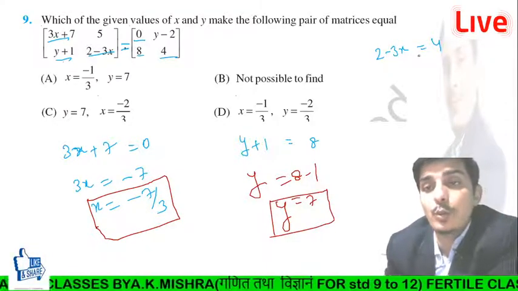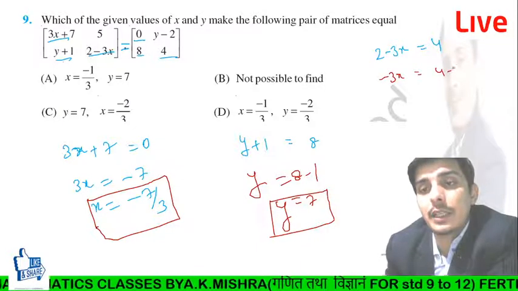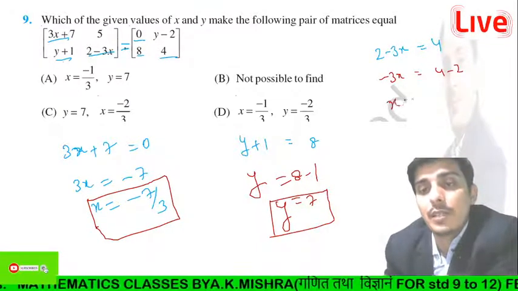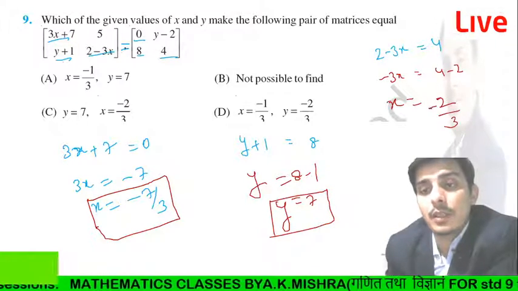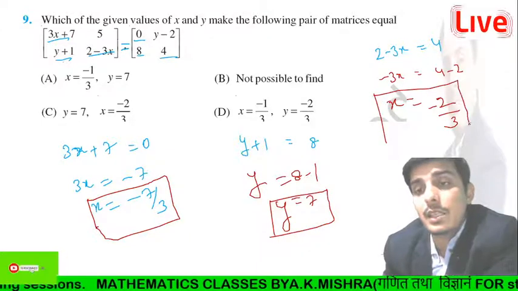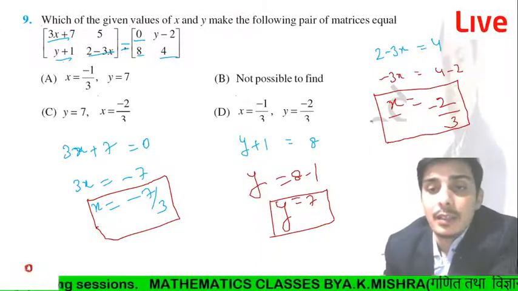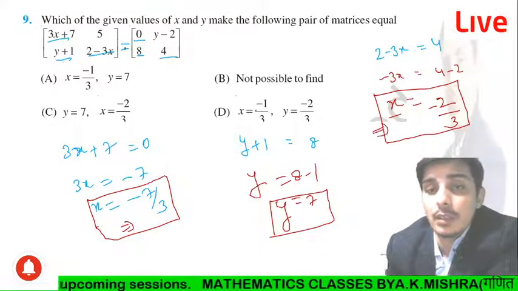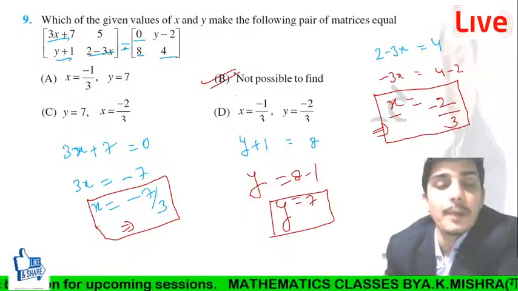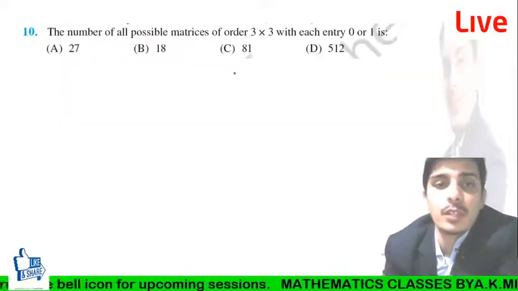And now 2 minus 3x equal to 4. So minus 3x is equal to 4 minus 2. So x is equal to minus 2 by 3, right. So in the same matrices, both matrices are equal, and we get two different values of x, so it is not possible to find, right. So you can say that option B is the correct answer for this question, guys, right.